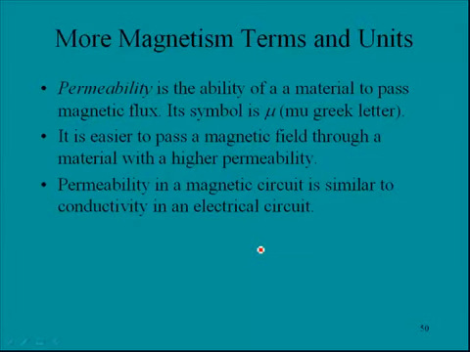Permeability is the ability of a material to pass magnetic flux. Its symbol is the Greek letter mu. It is easier to pass a magnetic field through a material with a higher permeability. So the higher the permeability, the easier it is to pass a magnetic field. Permeability in a magnetic field is similar to, guess what? Conductivity in an electrical circuit.